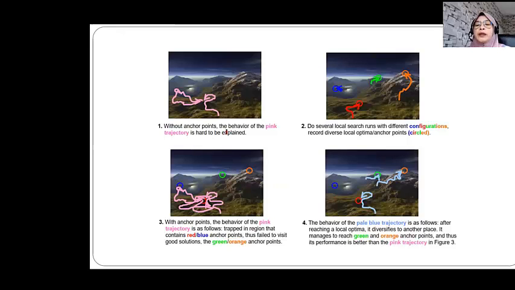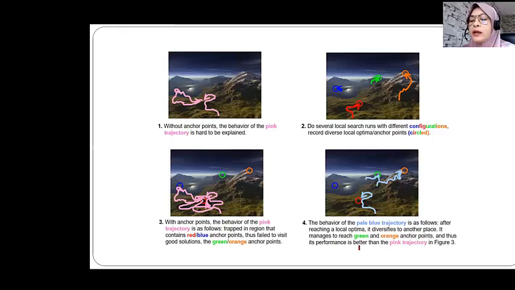Without anchor points, the behavior of the trajectory is hard to explain. For this diagram, we do several local search runs with different configurations and record diverse local optima, or anchor points. We circle the anchor points; these are the local optima. With anchor points, the behavior of the trajectory is as follows. The pink trajectory is trapped in a region that contains red and blue anchor points, and fails to visit good solutions. The green or orange anchor points are the better solutions.